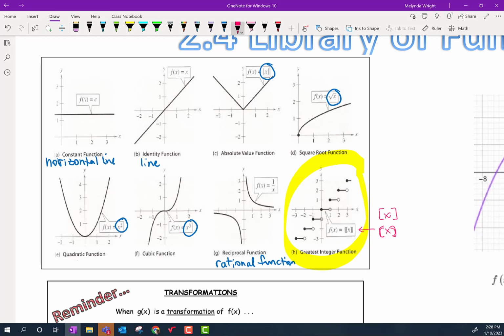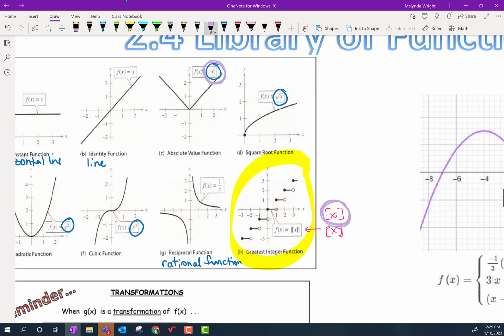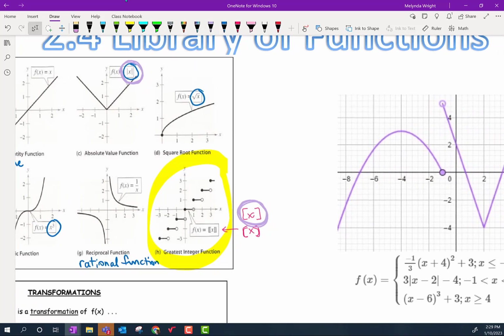So what's going to be important for us is to make sure we're looking at the difference: this would represent the greatest integer function, and this with the straight lines would represent absolute value. So it would be important for us not to get those two confused because they're quite different. So let's spend a little bit more time talking about the greatest integer function, because we really haven't looked at it before.